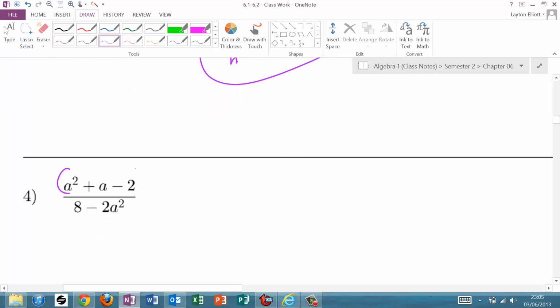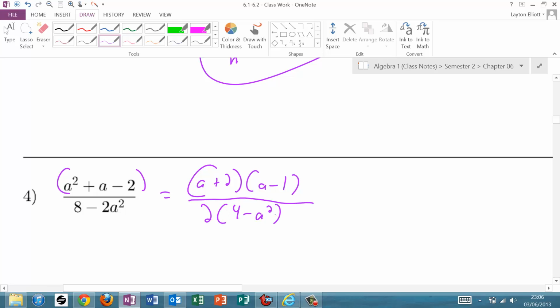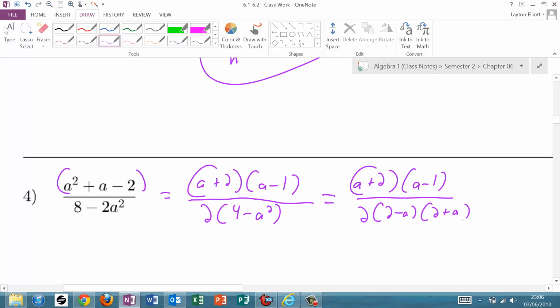Finally, number 4, numerator, GCF first. I don't see one, so let's factor that as a plus 2 and a minus 1. Denominator, GCF first, I can take out a 2, and I end up with 4 minus a squared. That's a difference of squares, so let's take this one step further. Got a plus 2, a minus 1 over 2 times 2 minus a, and 2 plus a.